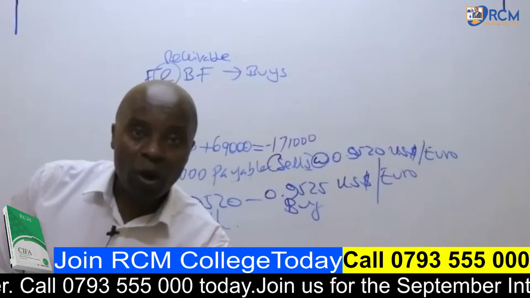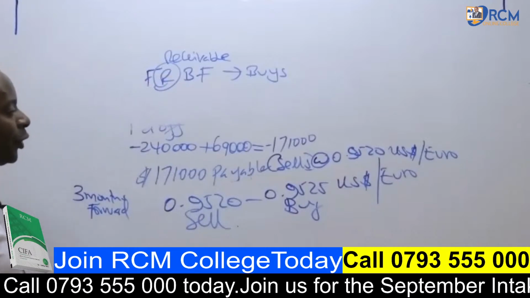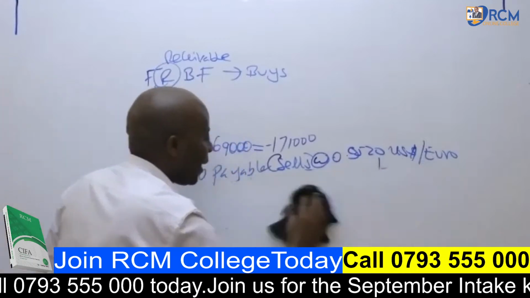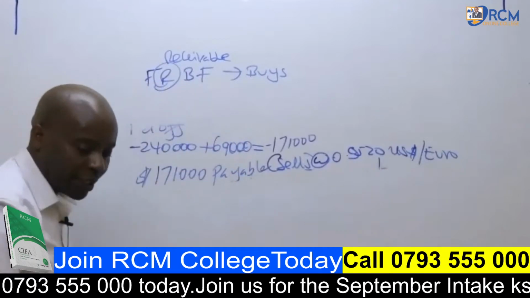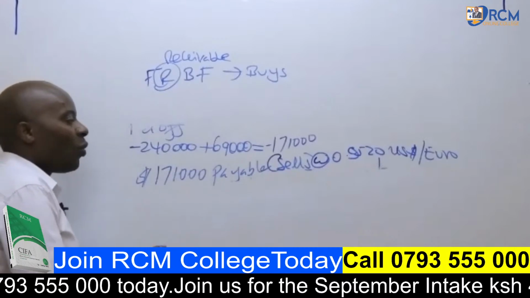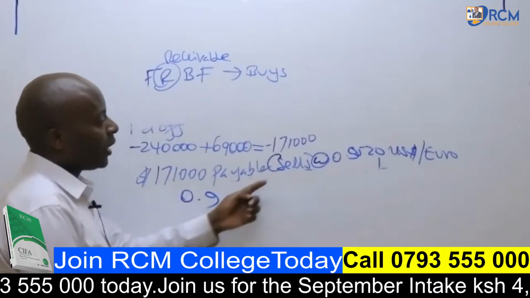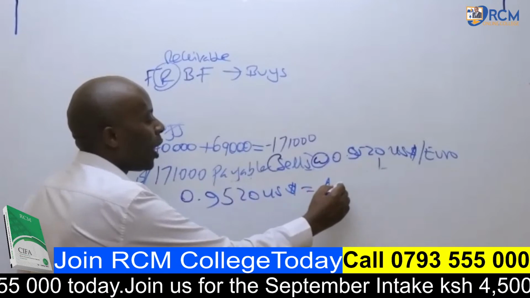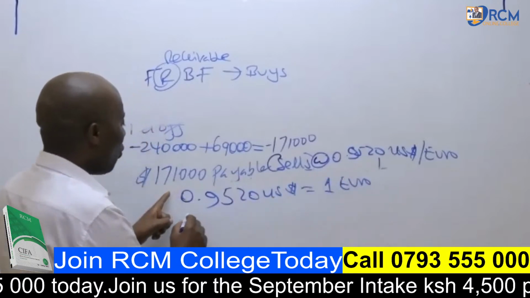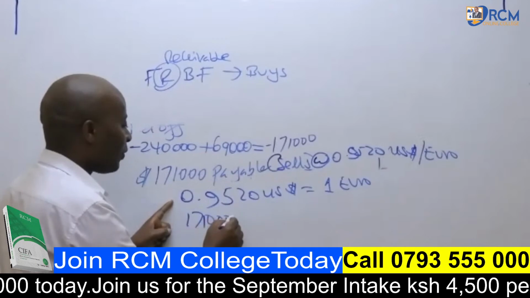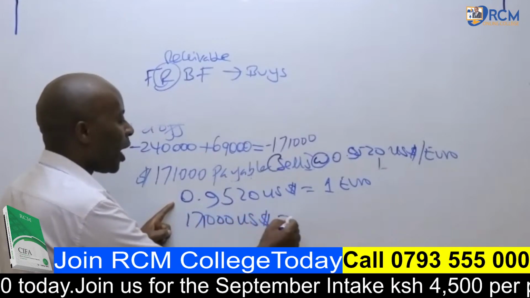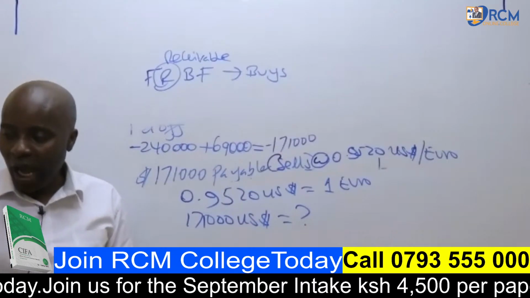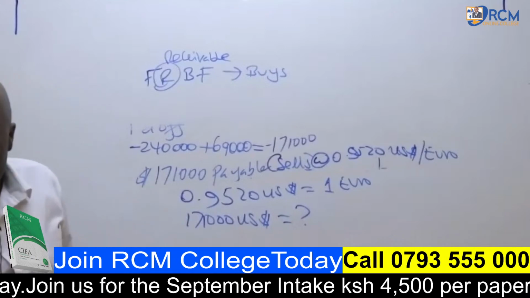Ladies and gentlemen, once I've done that, now I need to come and straight away exchange. While exchanging, like I saw some students who had done their homework very well, naweza nikatumia mother tongue. Nikasema pale 0.9520 US dollar equals 1 euro. How about 171,000 US dollar?